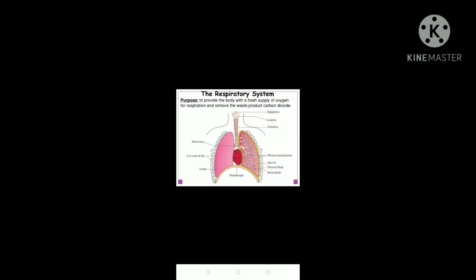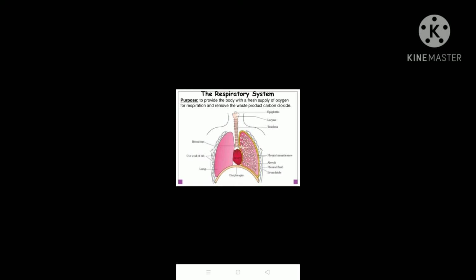So the respiratory system, what is its purpose? It is going to provide the body with a fresh supply of oxygen for respiration and it removes the waste product, carbon dioxide. Okay, here is the image of the respiratory organs. You can see the lungs, the thorax. After that, you will also see the alveoli, the lungs, and also the diaphragm, which is at the bottom.